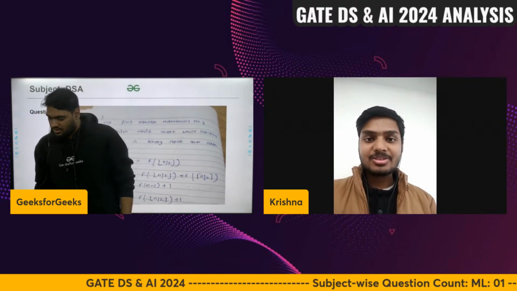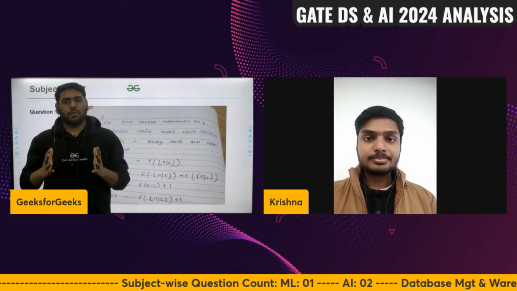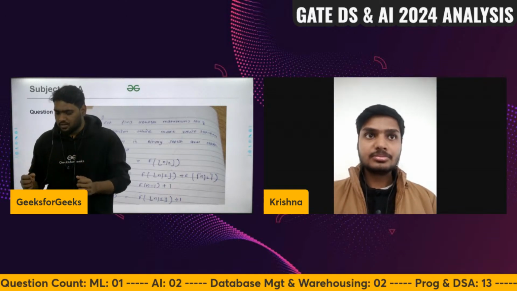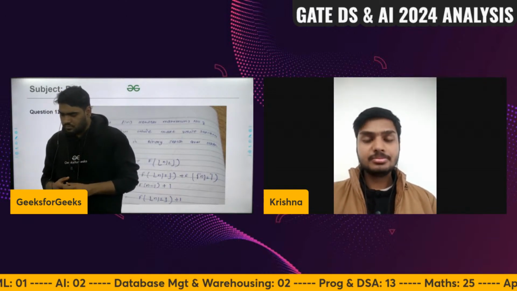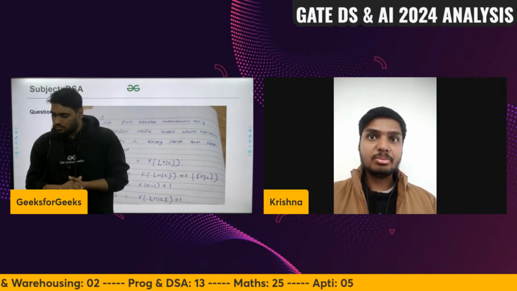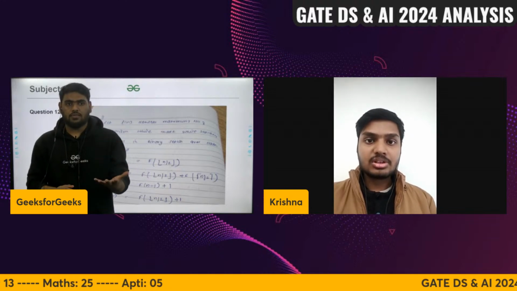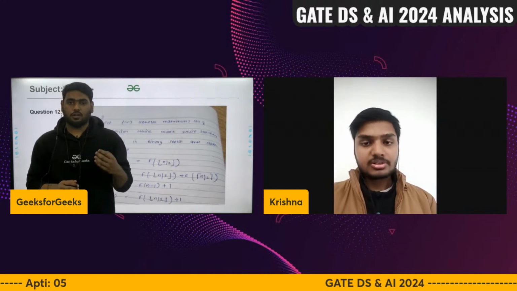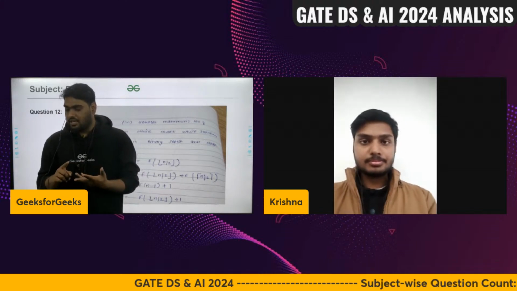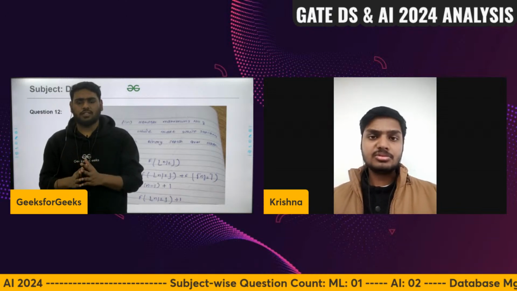Okay, Krishna, if you talk about in general the weightage of mathematics, I have been hearing that it has been quite big. So is it so? Yes, sir. It is true that the maths portion had a little bit more weightage than the other portions. The number of maths questions was greater than DS and AI combined, and Python questions were a little lengthier.